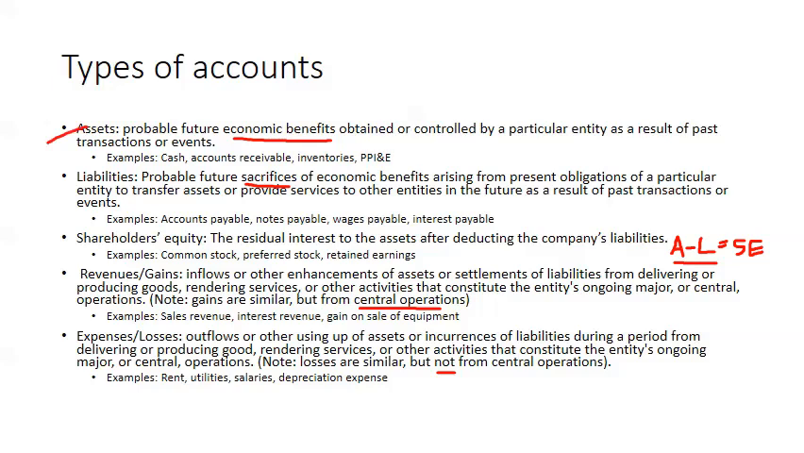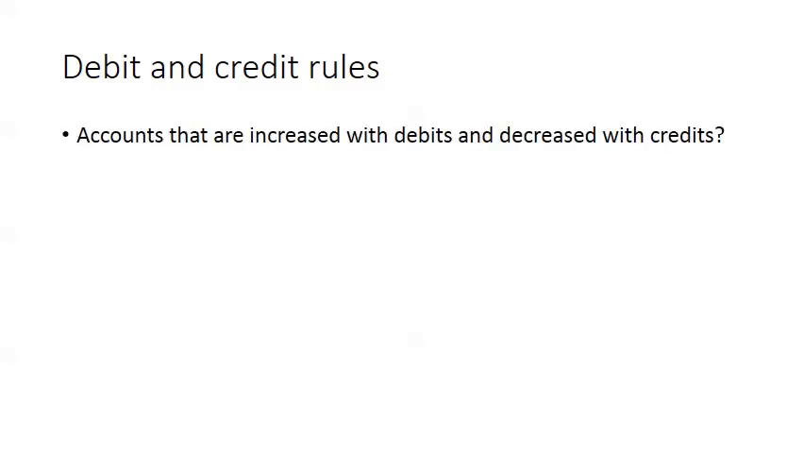So we have assets, liabilities, stockholders' equity, revenue/gains, expenses/losses. Let's refresh the debit and credit rules. Of those 5 account types, which ones increase by debits and decrease by credits? Only assets and expenses/losses do that.